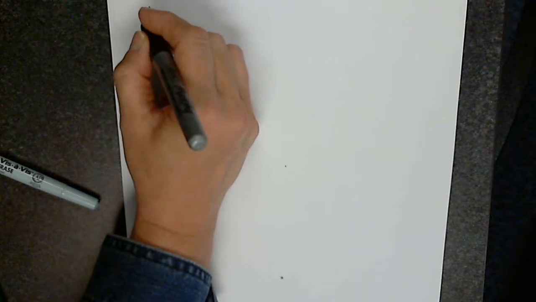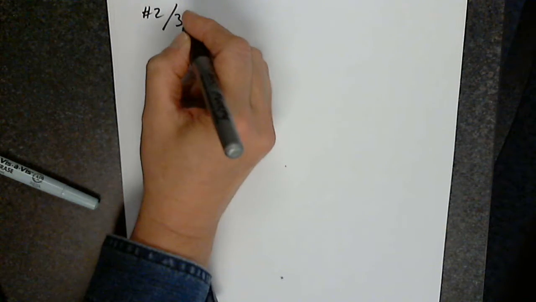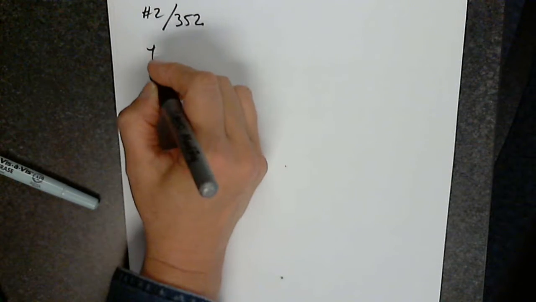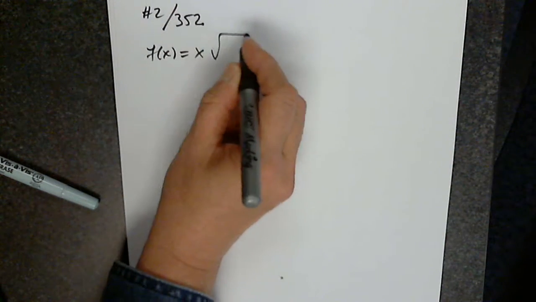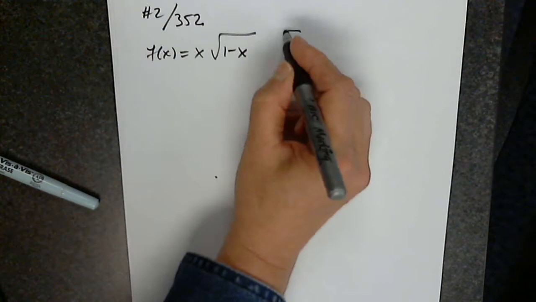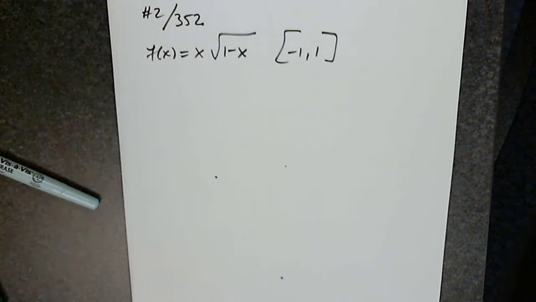Very good. So we are looking at problem 2 on page 352. So f of x equals x times the square root of 1 minus x, and the interval is negative 1 to 1.